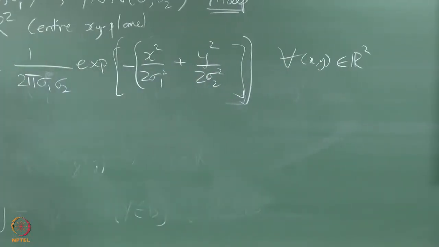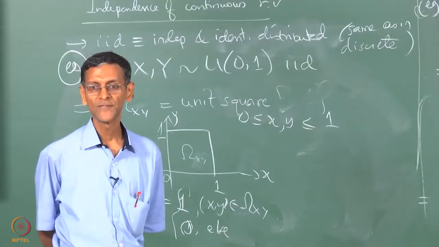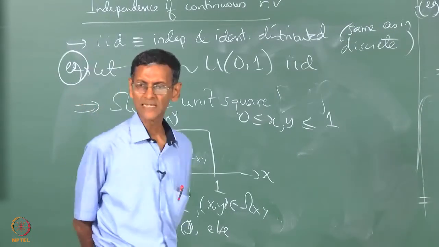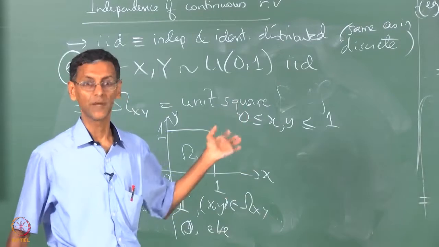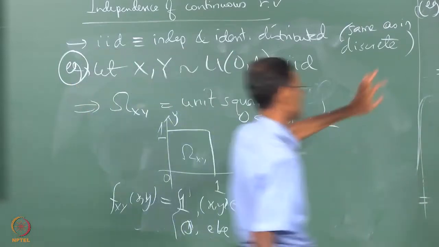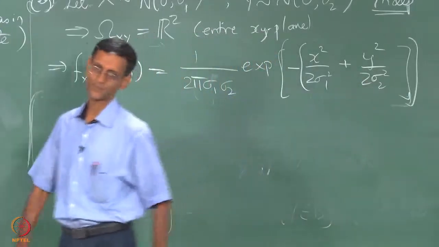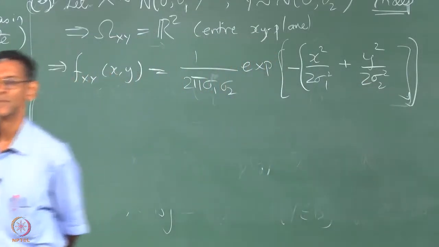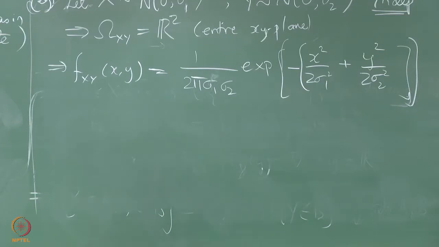So this is an example of a joint PDF which is asymptotically decaying to 0 as you move away from the origin. If you have non-zero means, it is exactly the same thing except there is a little more algebra. You would get x minus m1, y minus m2, but the principle is the same.